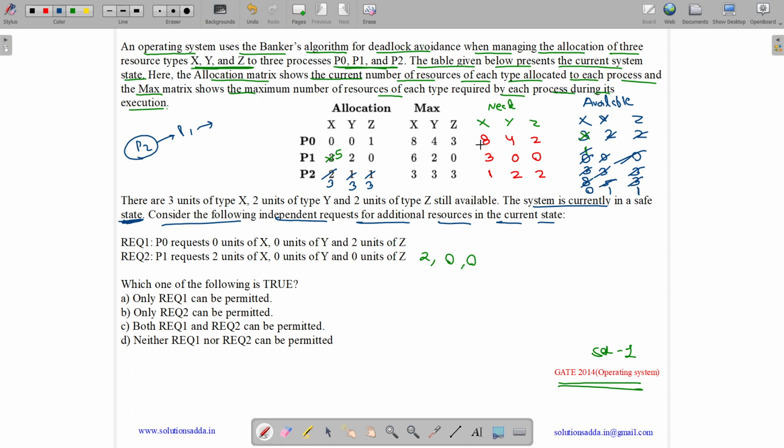And they will get incremented by 842. So it will become 8, it will become 4, it will become 3. Now it will release 843. So it will become 0 plus 8, 8, 4 plus 1, 5, 3 plus 1, 4. So we will get 854. Okay, so this is our answer. As it is leading to safe state, request 2 can be allowed, request 1 can't be allowed. So the answer is only request 2 is permitted. So the correct answer is option B.